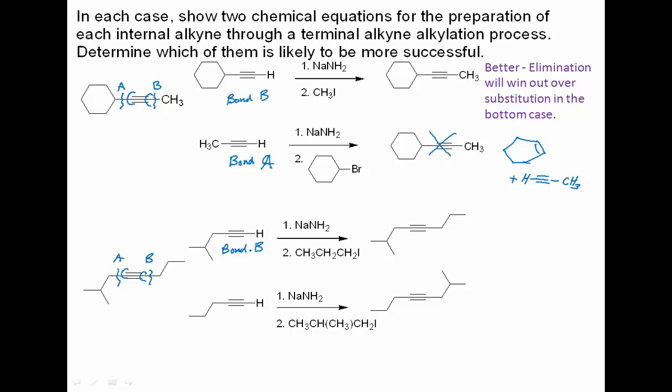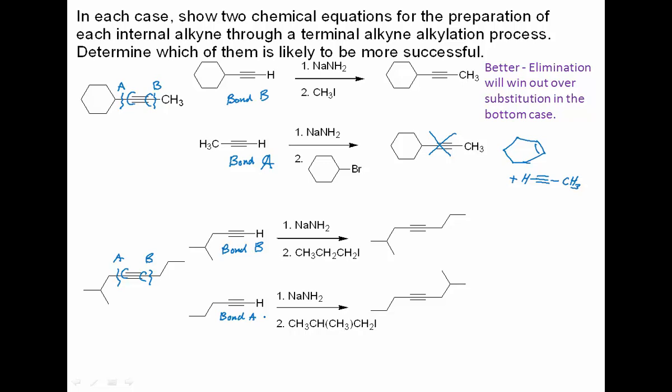Making bond B involves treating the acetylide that already has an isobutyl group and putting on the propyl group. If we want to make bond A, we start with 1-pentyne and then deprotonate and treat it with isobutyl iodide.